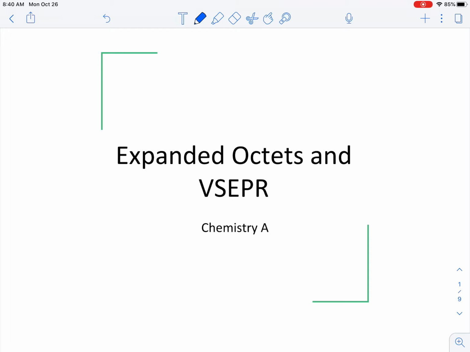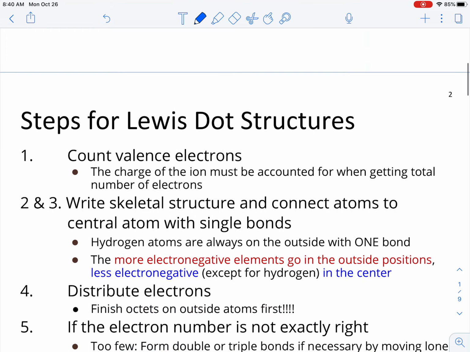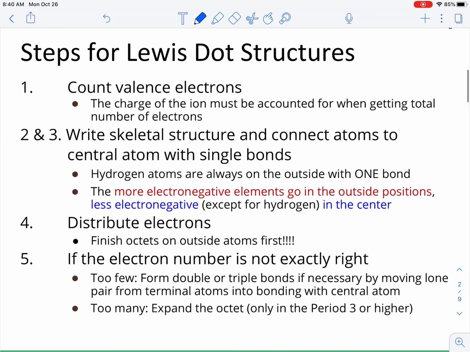All right, so this lecture is on expanded octets, and now we're going to talk about VSEPR, which stands for valence shell electron pair repulsion. So we've mentioned expanded octets before, but we're going to have a separate presentation on it because a lot of it's not complicated, but a lot of kids tend to confuse what happens if you have more than 8 electrons. So just to review here, our steps for Lewis dot structures.